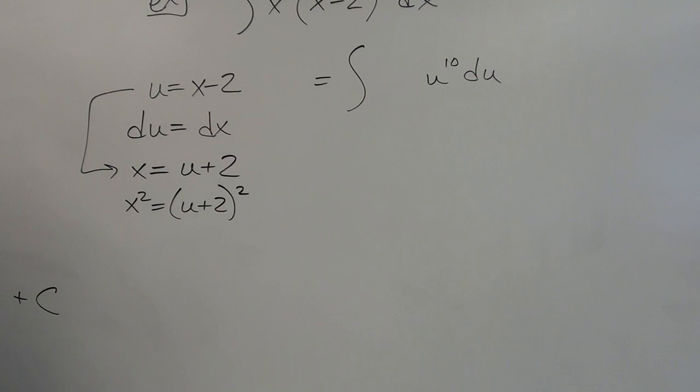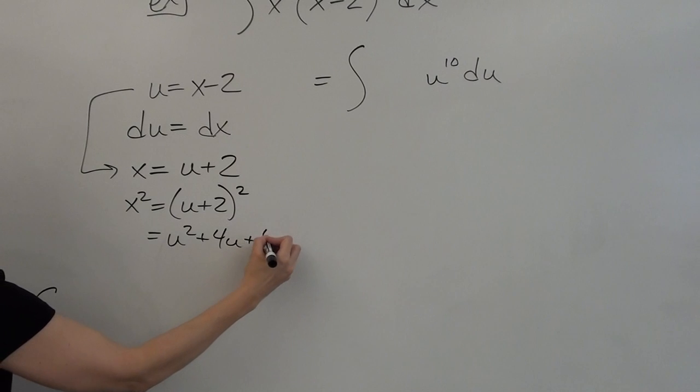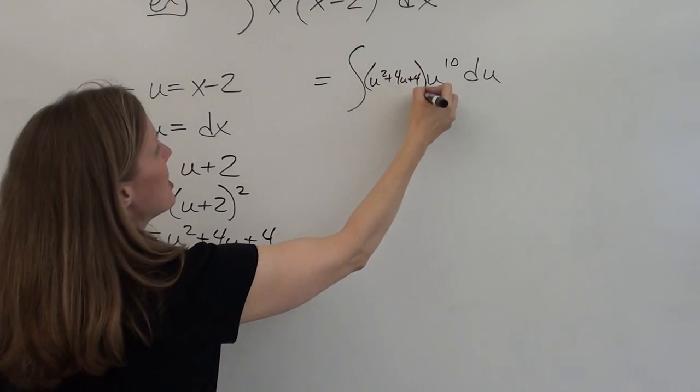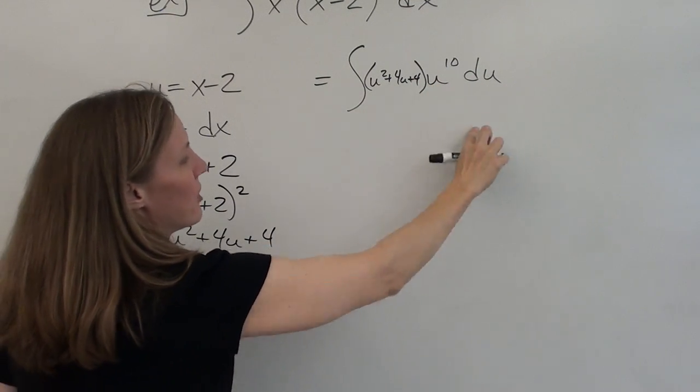We don't know how to integrate this. We got to square it out. So this is u squared plus 4u plus 4. That goes in here. And you'd still have to distribute in order to integrate.